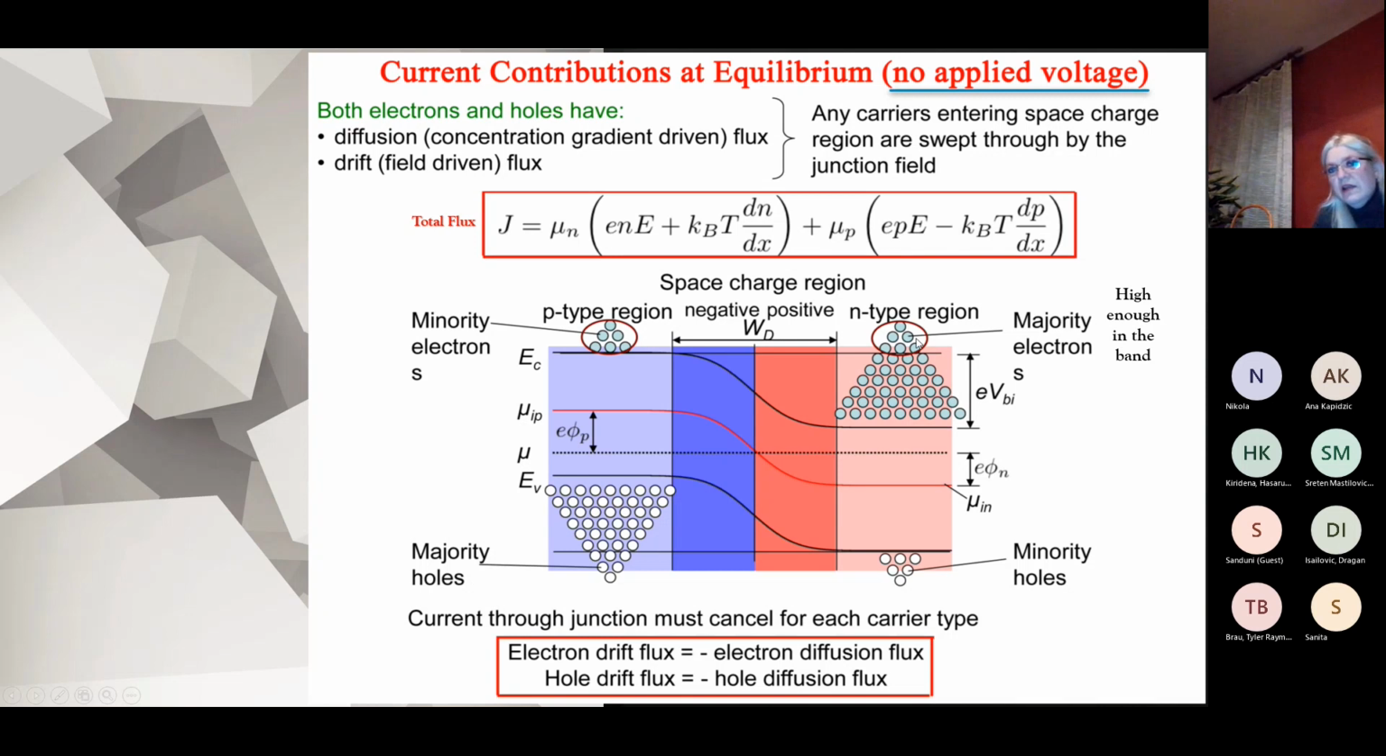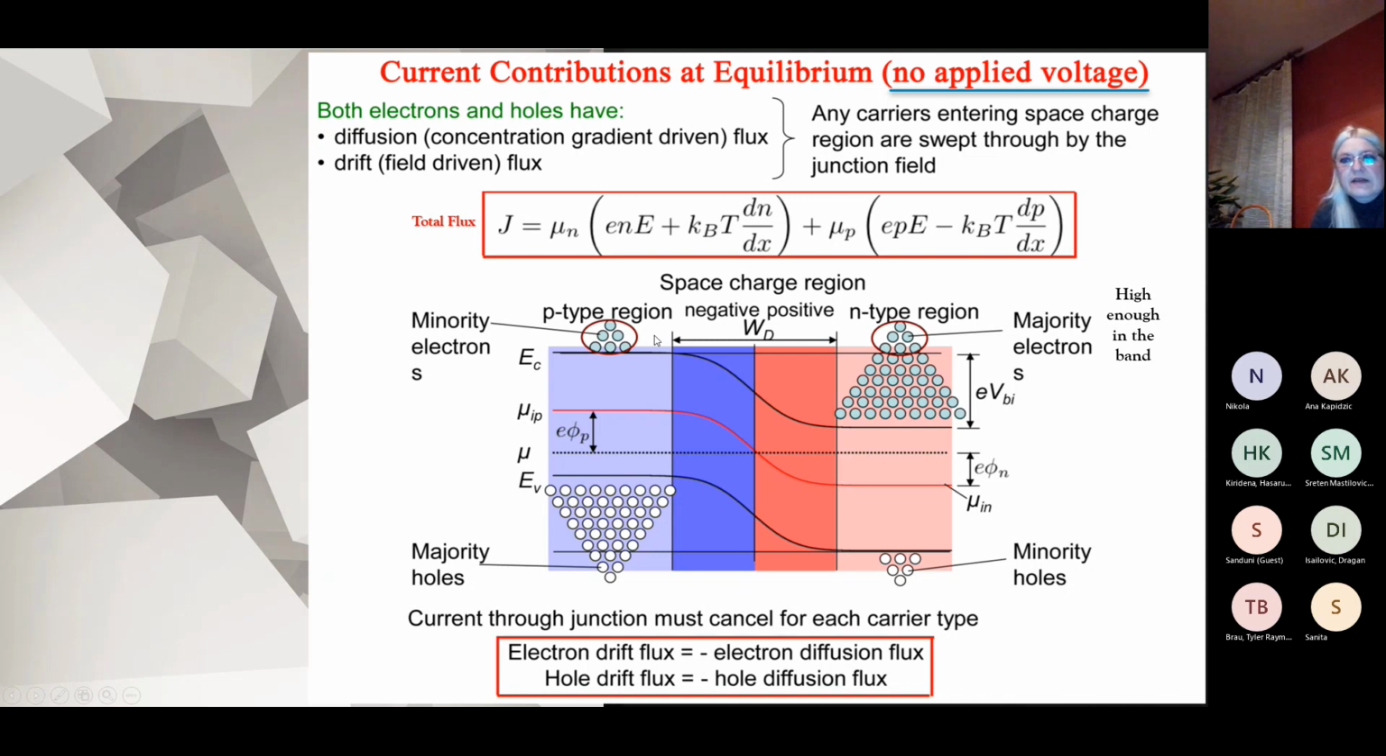And for the holes in the n-type region, you have a minority of holes, and here it will be the opposite, because the energy level of the hole is the smallest here, and then the energy of the holes increases as we go down. And here, of course, in the p-type region, the holes are the majority species.